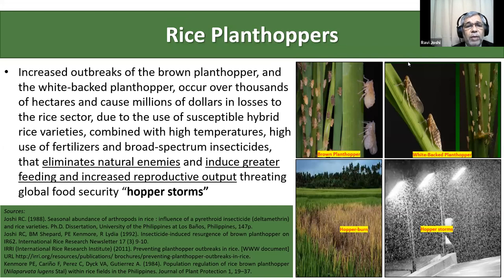And the second thing that we have observed is that because of the increase in global temperature, and because of the high use of fertilizers and broad spectrum insecticide, it's causing hopper burns and even hopper storms. If you look at the picture on the right-hand side, you usually see this nowadays whenever you are going to restaurants or sitting outside your house: in certain periods of the year, you get a lot of these hoppers coming to the light. So we call them hopper storms.